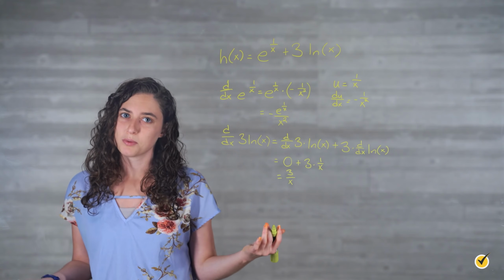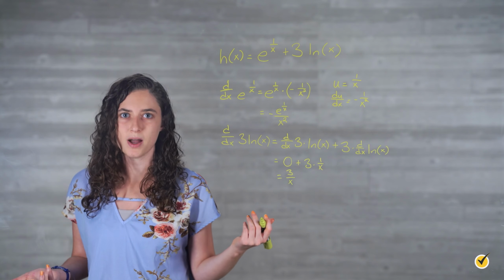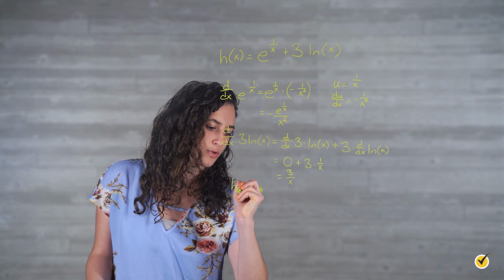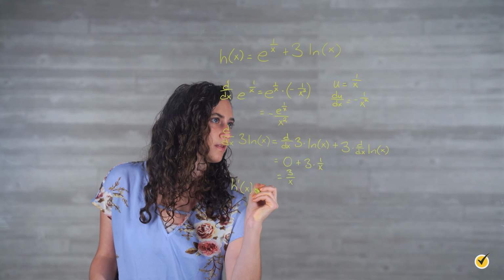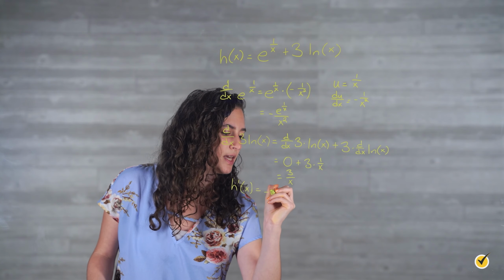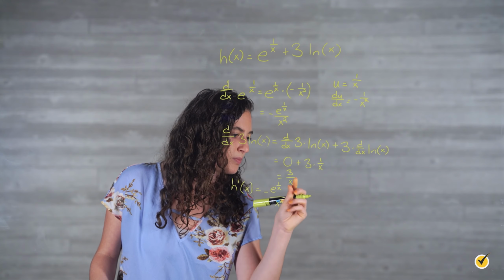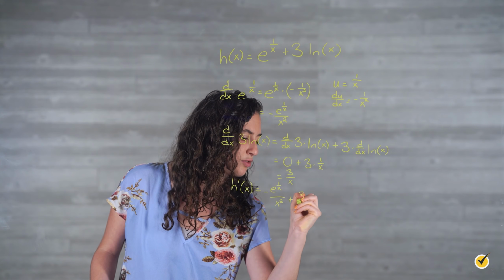So now we simply put these two terms together to get h prime of x, which is the rate of change in population. So h prime of x is equal to negative e to the 1 over x squared plus 3 over x.